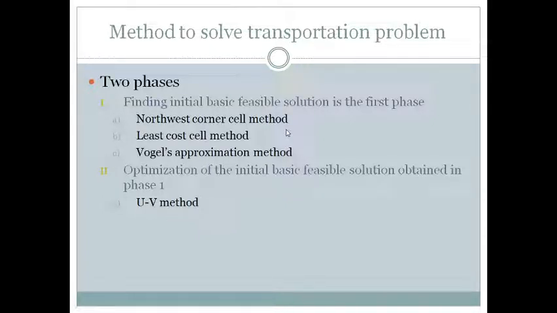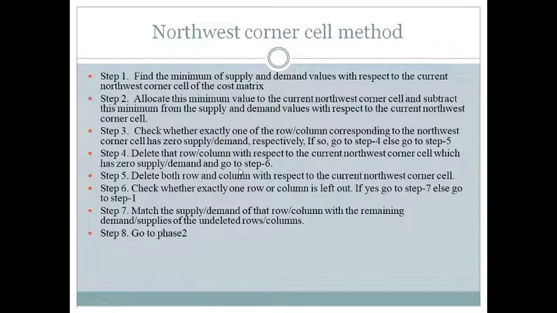So in this lecture I am going to cover only the phase 1 part. With the examples we will take each method and try to discuss how it works. For the UV method we will be having one more video. I will share that, and we will go through that. So the northwest corner cell algorithm method is the first one. The algorithm is given here, so I don't want to read it. We will discuss how this algorithm works with the problem.